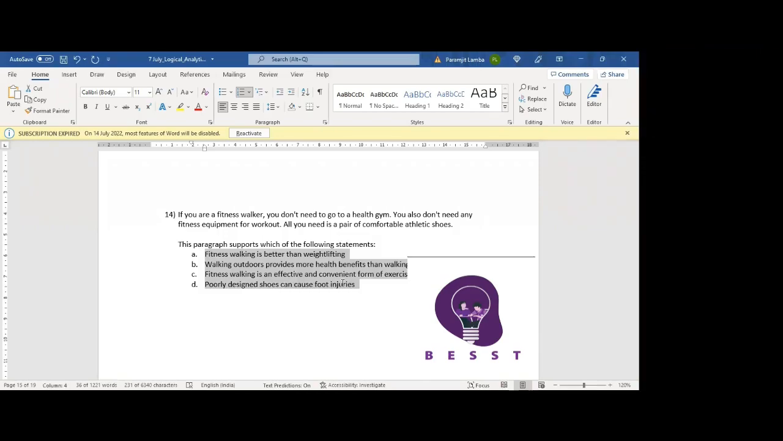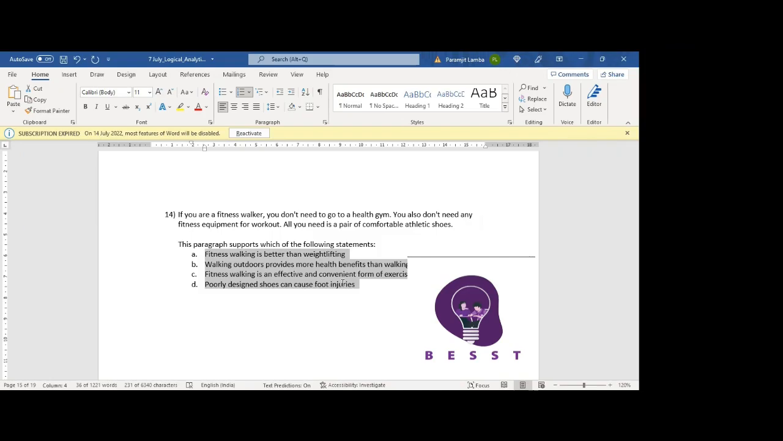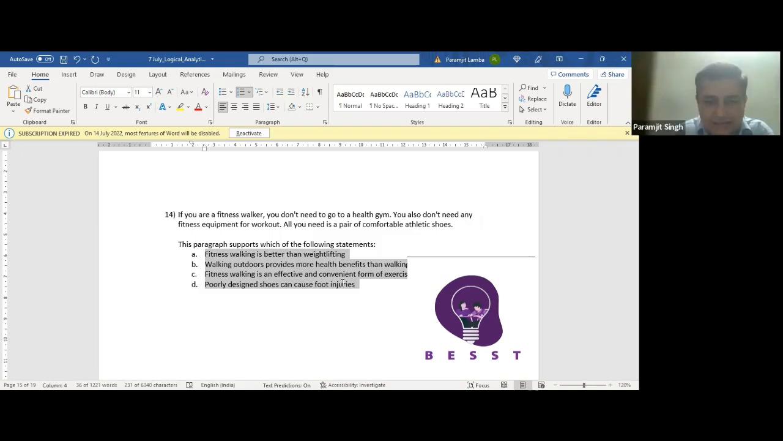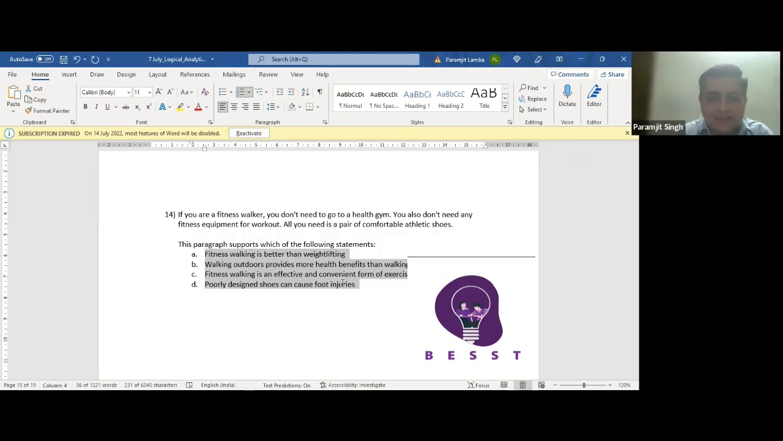The B option. B for Bombay or D for Delhi? Sir, Mumbai. Okay, Mumbai. Good. Any other choices? Anyone else? So option C. Okay. Anyone else? Sir, option A. Option A, fitness walking is better than weightlifting. Interesting.